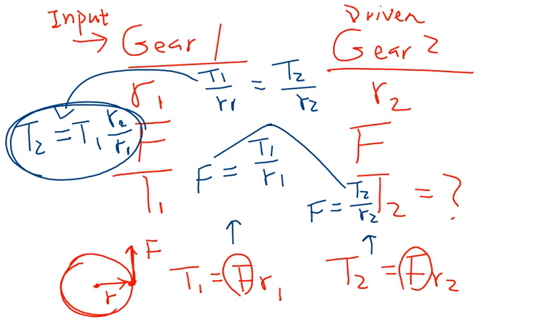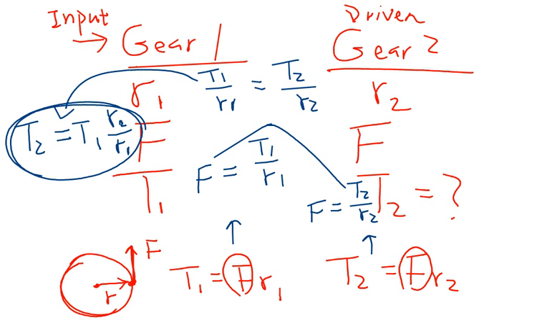So if you have different radii in your gears, then the amount of torque that you transmit from the input gear to the driven gear is not going to be the same as simply the torque in the input gear. What that means is if you vary the radii between the two gears, you could either increase the amount of torque that you're sending to the driven gear, or you could decrease it.